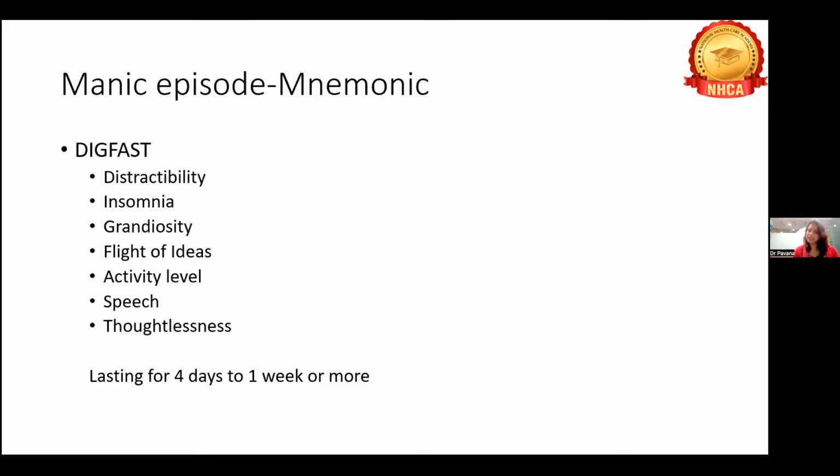Then, as I was mentioning, flight of ideas, shifting from one idea to another. Activity level, that is, the patient is psychomotor very active. As his brain works faster, his actions are also much faster. He goes from one place to another. He cannot sit in one place. He cannot sit calm. Speech is very fast, but yes, you can comprehend it. It is more coherent and reliable.